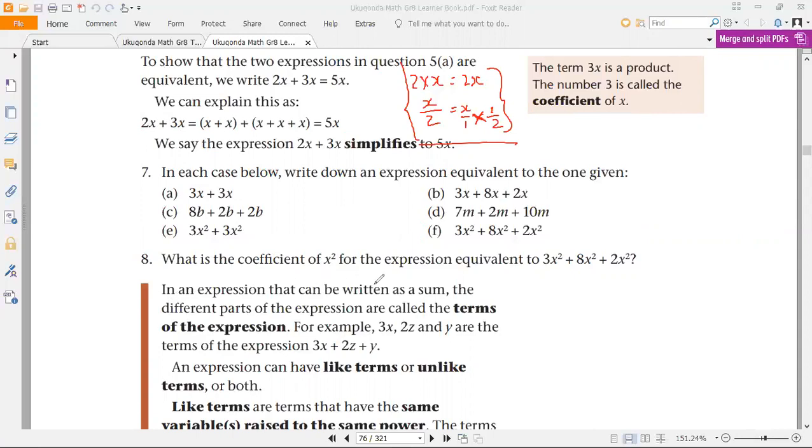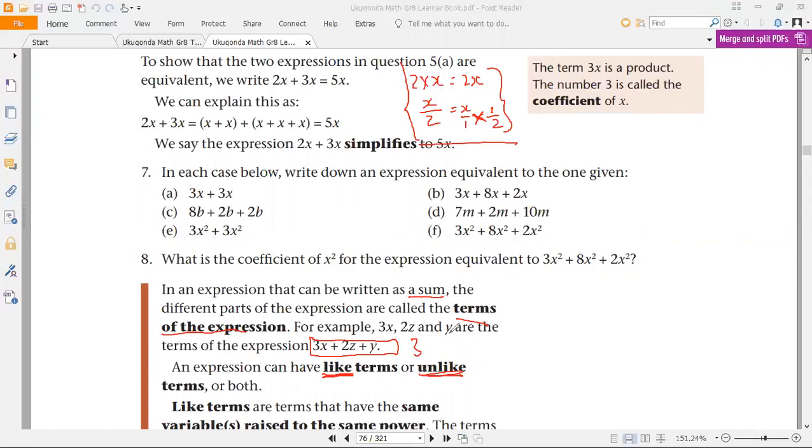In an expression that can be written as a sum, guys, the different parts of the expression are called terms. I have spoken about this. So here is an example. How many terms do we have here? Yes, I hope you said 3. Okay, now there is this thing called like terms, and there is this thing called unlike terms.